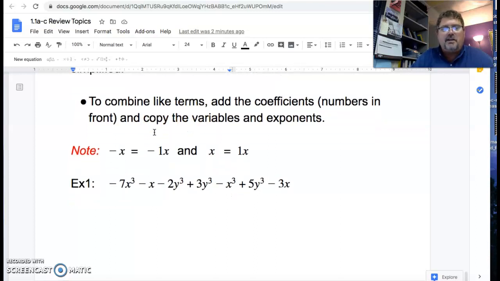And one final note here, if you see a negative x, that's negative 1x. If you see the x by itself like this, and this applies to any variable, that is 1x. The coefficient is 1 if you don't see one. If you see a negative, it's negative 1, and so on and so forth. And I want to do this example right here with you. And I'm going to do it on this little scratch pad, something I can write on, because you got to stay organized. Let's take a look at it and see what we come up with.